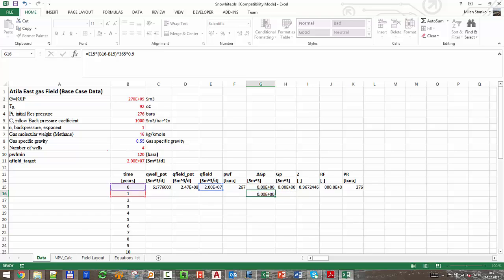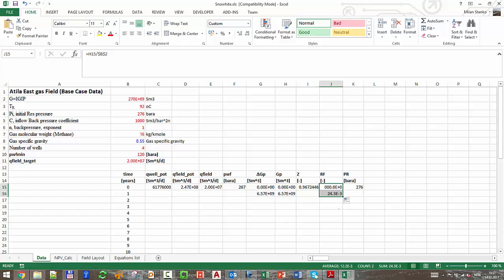Yes? Now that's what I have produced in that year, and the GP will be what I produced from before plus what I produced now. Now I can also calculate the recovery factor. That is going to be a very small value, 0.02, 0.2%, which makes sense. Now here I have this iterative process that I told you.